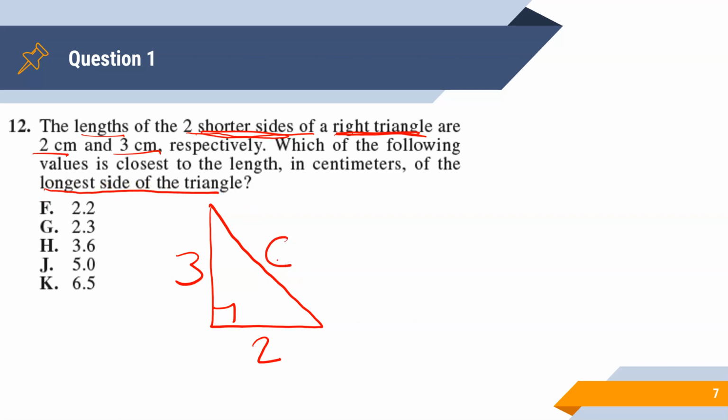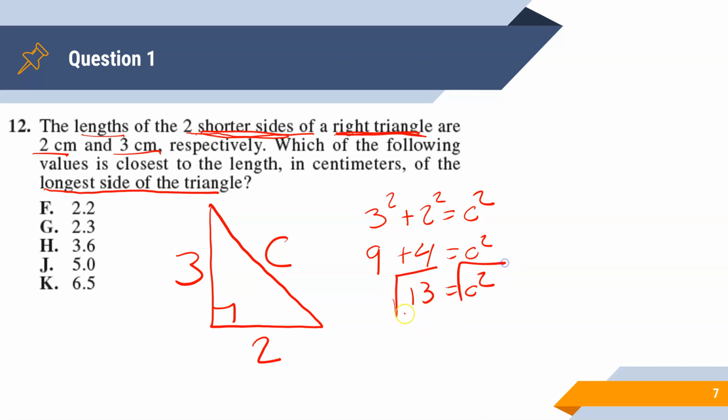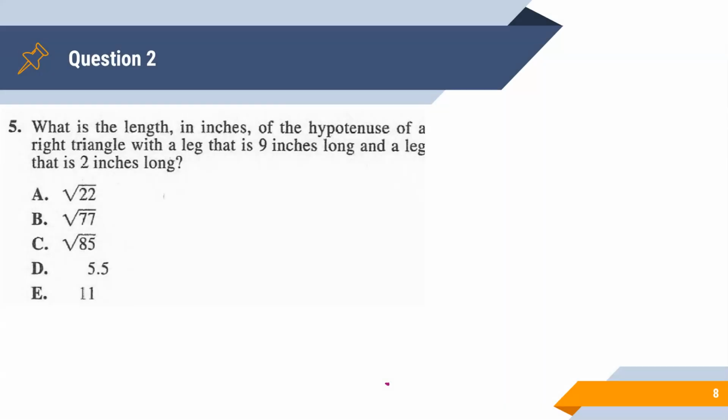Well, again, this is Pythagorean theorem, right? 3 squared plus 2 squared equals c squared. Solve this out. We take the square root, and the square root of 13 is roughly 3.6, and sure enough, there it is. Okay, the next question you will do. This one's for you.